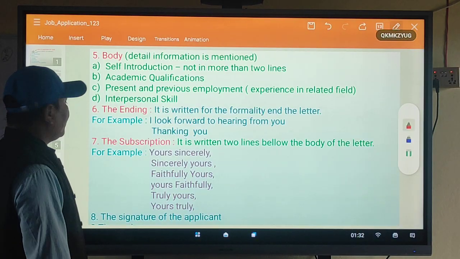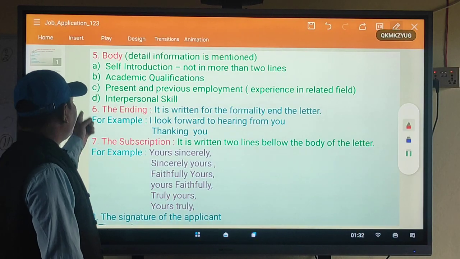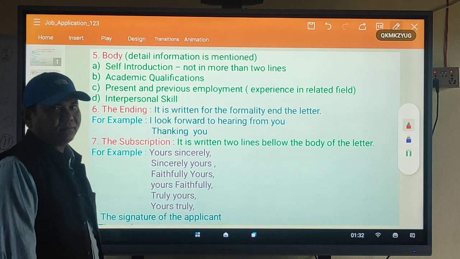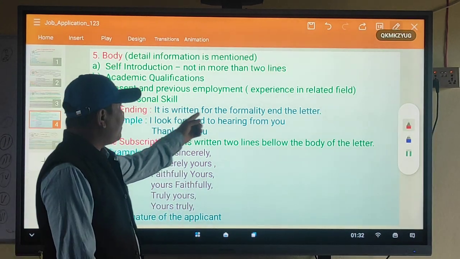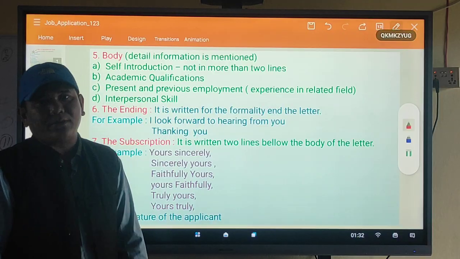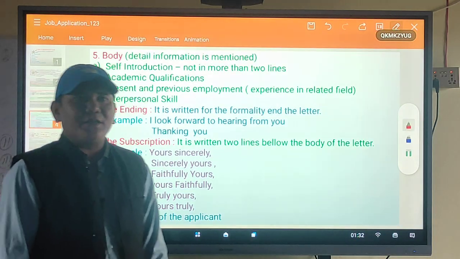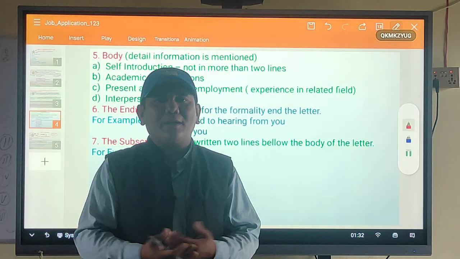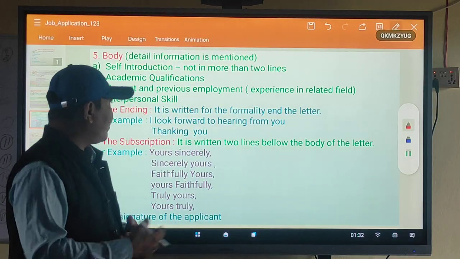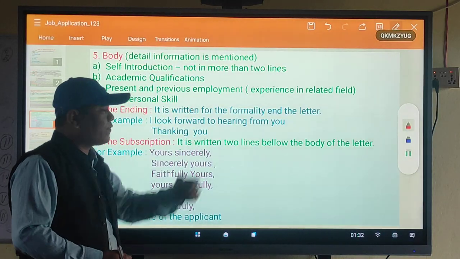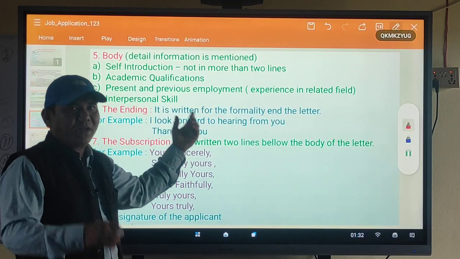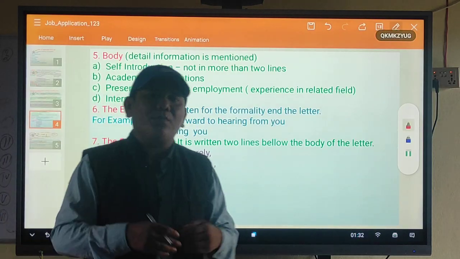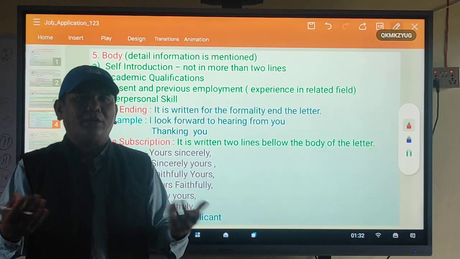Now let's move to the next step, that is the ending part. Okay, it is written for the formality to end the letter. It is only written for the formality. You can write, I look forward to hearing from you, or thanking you. It's a very simple sentence. I look forward to hearing from you or thanking you.